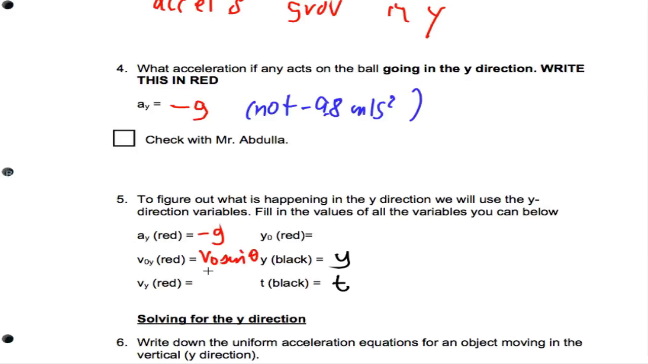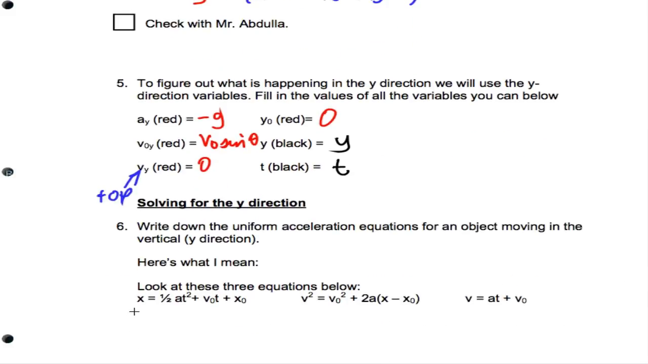Now, v at the top of a trajectory, this is at the top, that's going to end up being 0. And y naught, my initial position, that is also 0, because we're at the bottom. So now, I've got these three equations here. I've got an equation here, here, and here. The problem is these are all for the x. They don't apply to this problem.